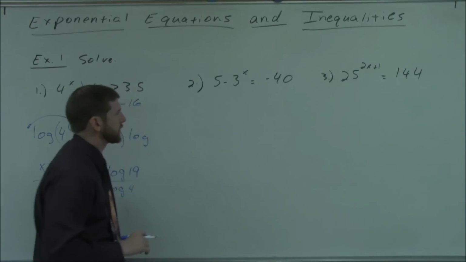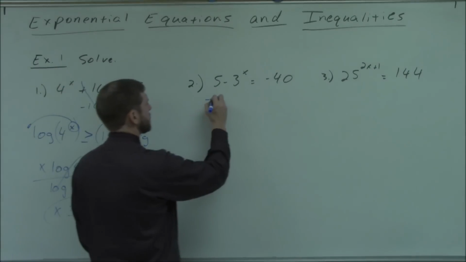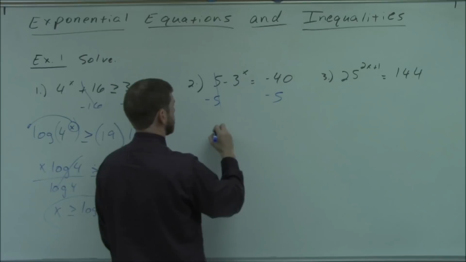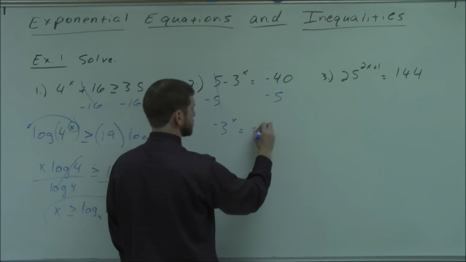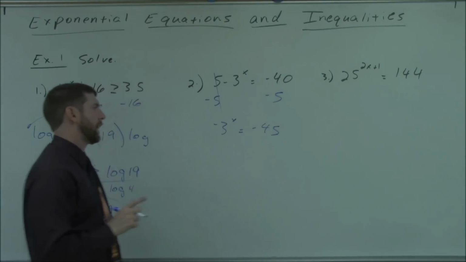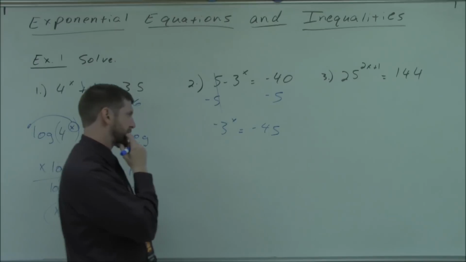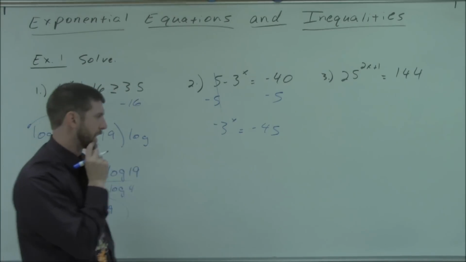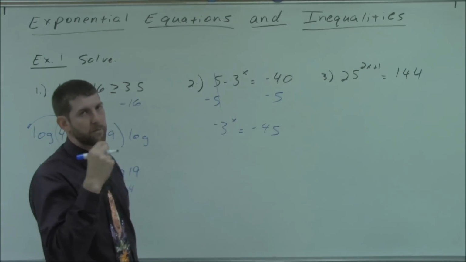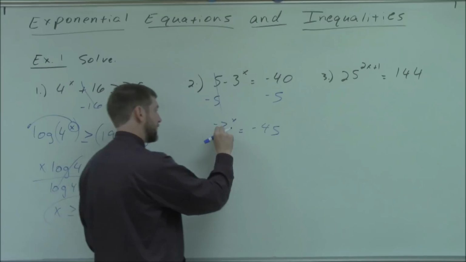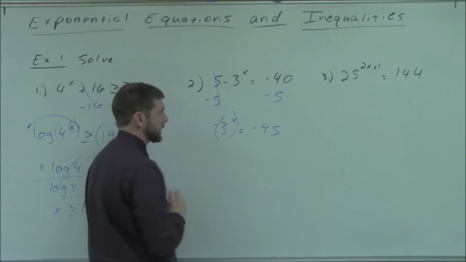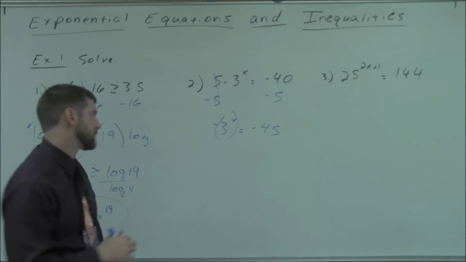This one's a little bit different. We're going to move that 5. So I've got negative 3 to the x equals negative 45. Now, before we can take the log of both sides, we have not completely isolated that base right there. We have minus 3 to the x. It's not negative 3 to the x, it's minus 3 to the x.